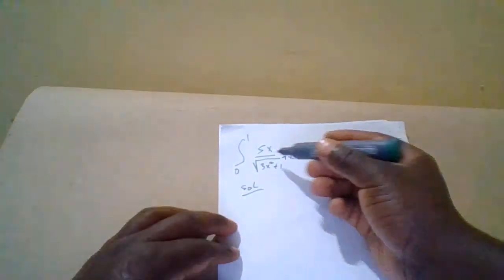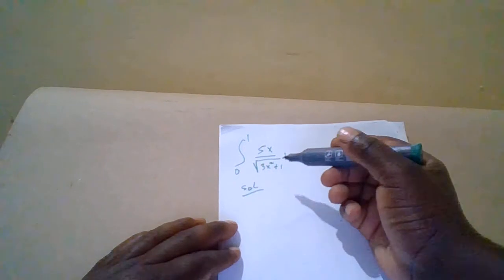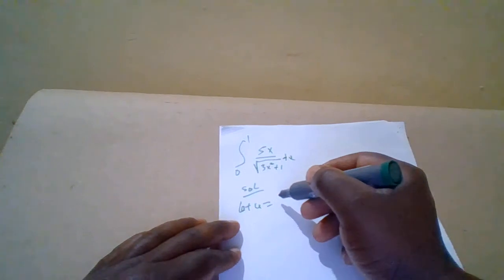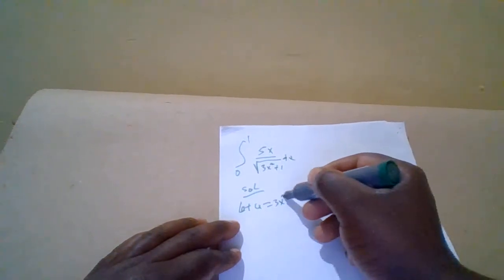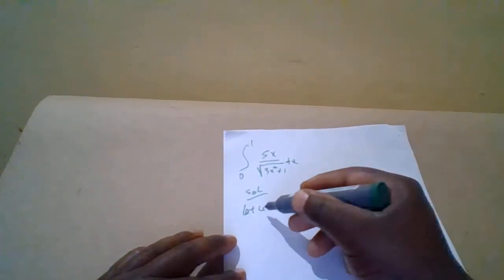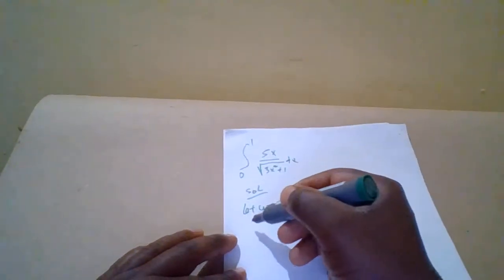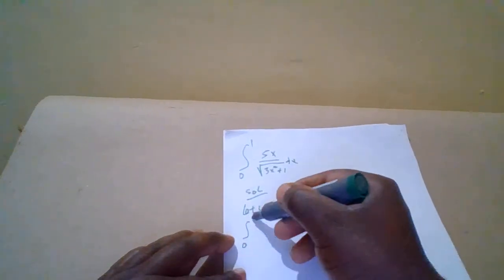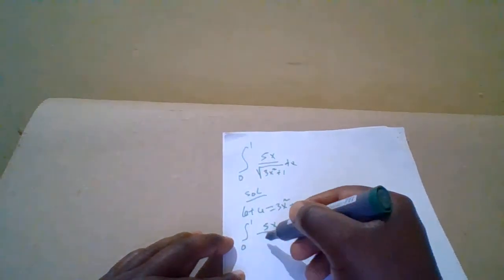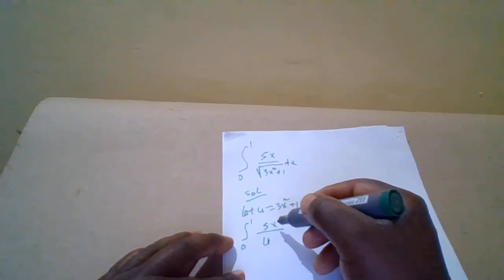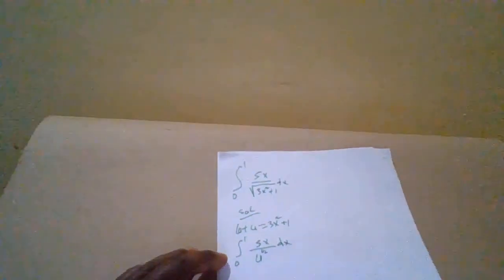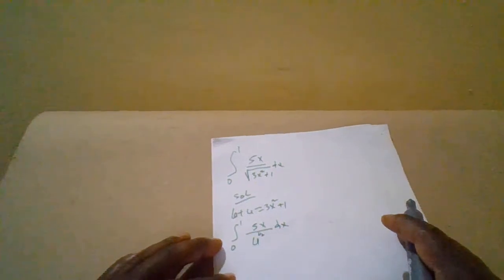Solution. For us to evaluate this integral, we shall let u equal 3x squared plus 1. So if u equals that, then our equation becomes the integral from 0 to 1, 5x over u raised to a half, dx. That will be our equation.